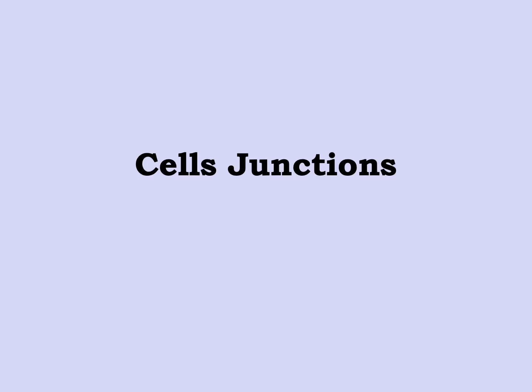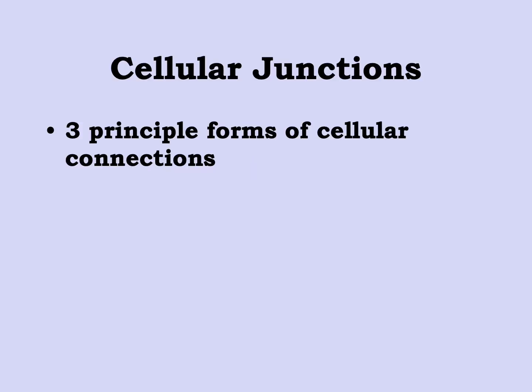So let's talk about how cells actually connect with each other, or what we refer to as cell junctions. When we talk about cellular junctions, there are three principal forms that the cell junctions will take. The first form is the tight junction.